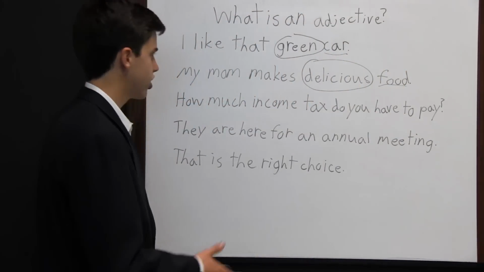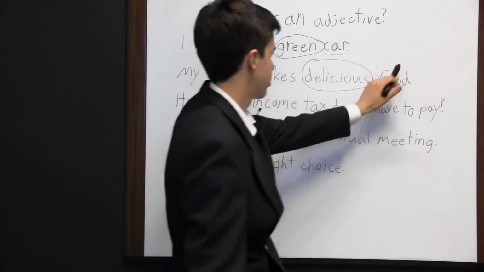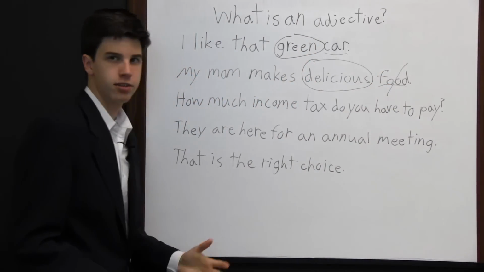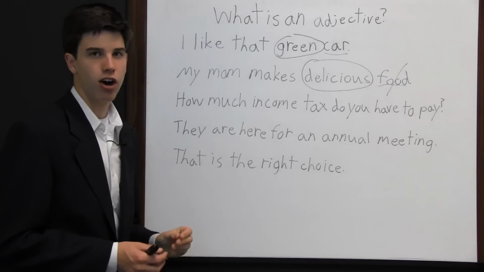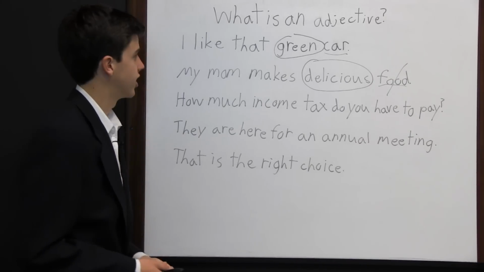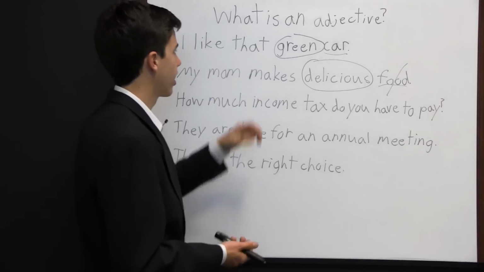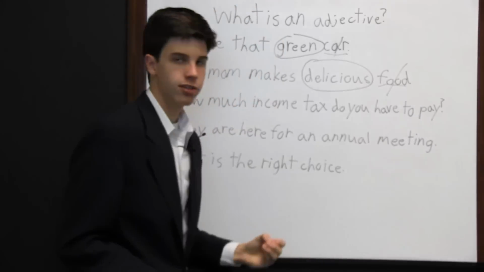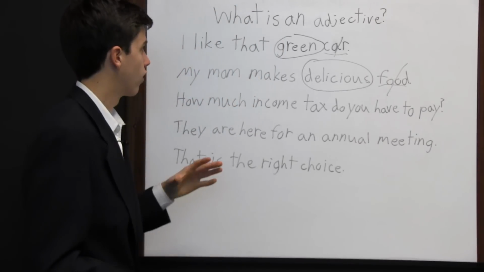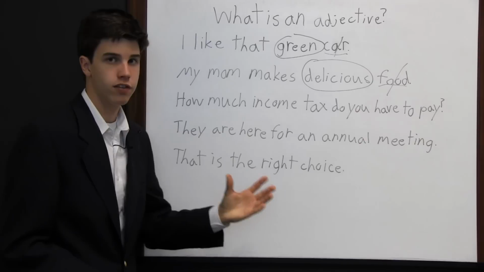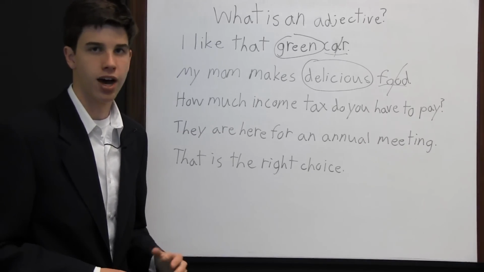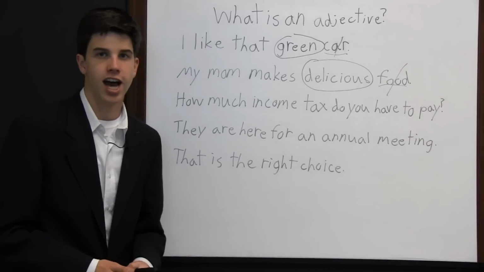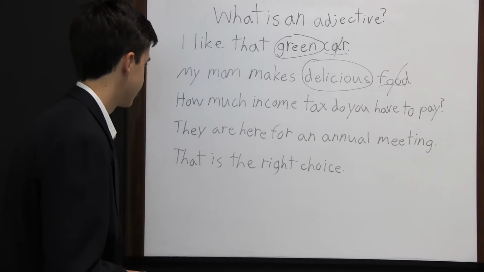Now I said that delicious can't stand alone here. And I was right. I mean, if food is gone, it says mom makes delicious. That doesn't make any sense. Now that is not always the case with adjectives. Like in this sentence, if I said I like that green, and we left car out, it still makes sense because the speaker or the writer could simply be talking about that they like a certain shade of green. But a lot of times you can find an adjective because it can't stand alone in the sentence.